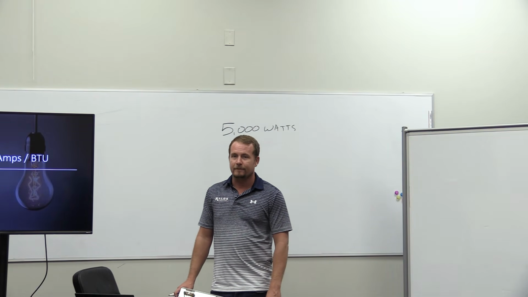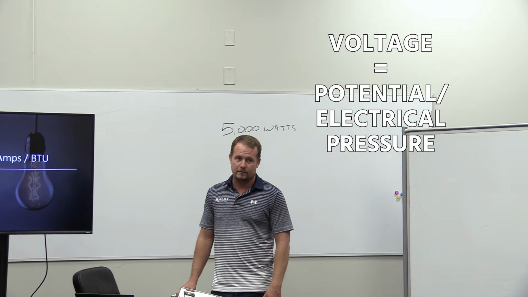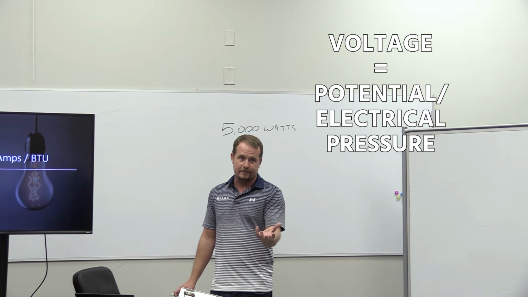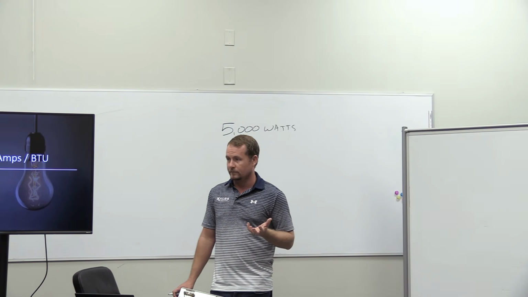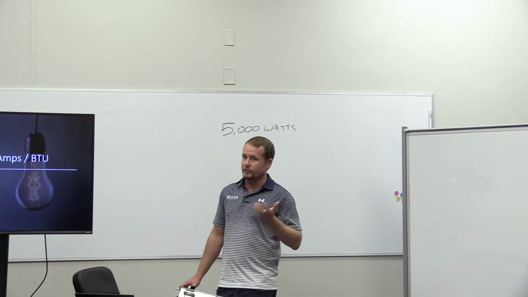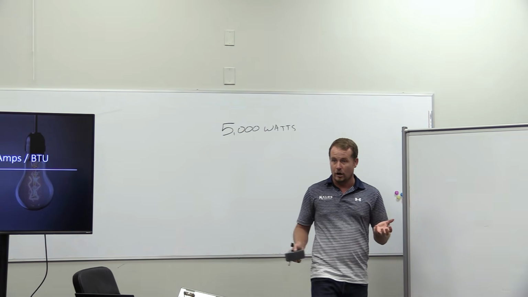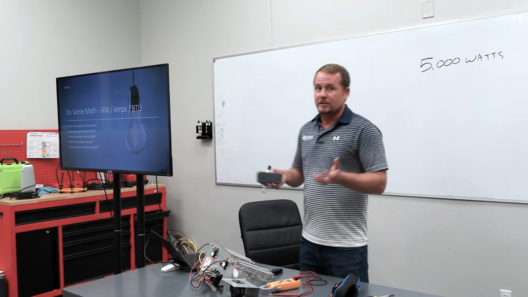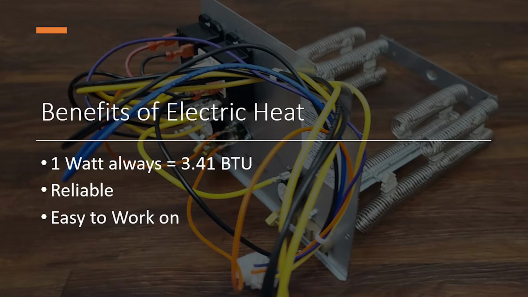What is voltage? Voltage is potential or electrical pressure. So we're putting more electrical pressure on the circuit, right? You put more pressure, do you get more current flow or less flow? More pressure, more flow. Less pressure, less flow. This is also a resistive load, so there's less going on in it. It's a more simplistic circuit than a motor. So it's very steady, like we talked about. 1 watt equals 3.41 BTUs, all the time, all day, every day, right?